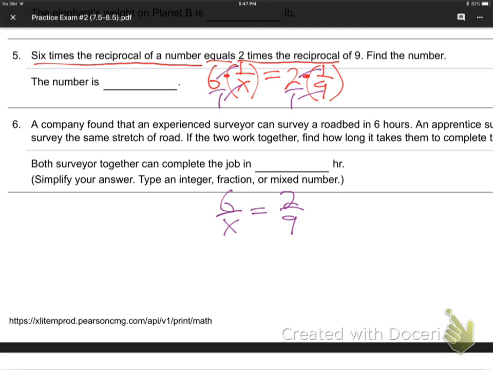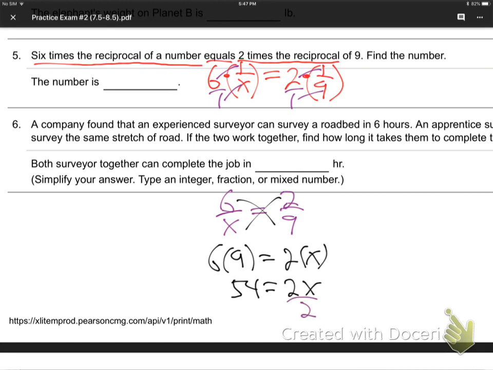How do we solve that now? Diagonal, diagonal. 6 times 9 is 2 times x. 54 is 2x. Last step to get x alone. Divide by 2. What's that? 27. X is 27. The number is 27.